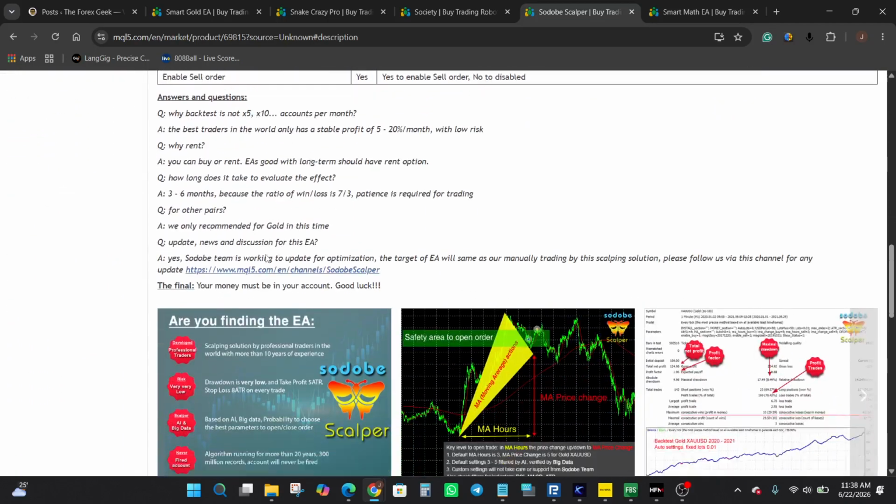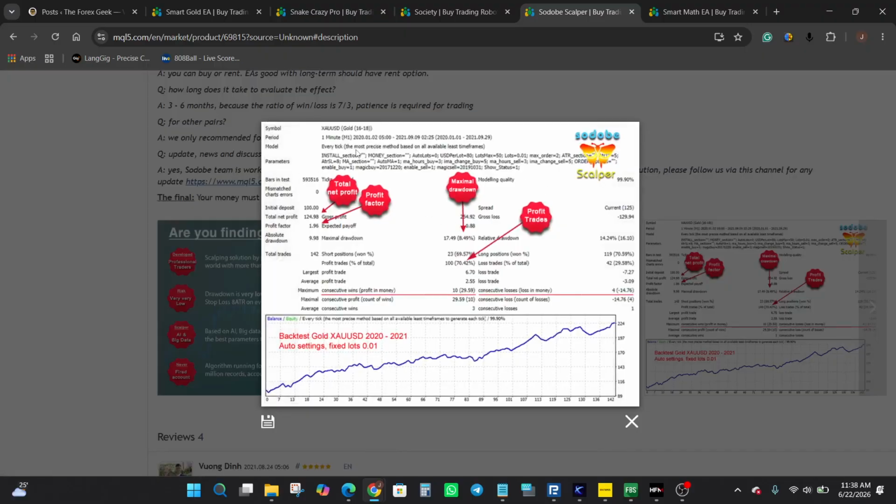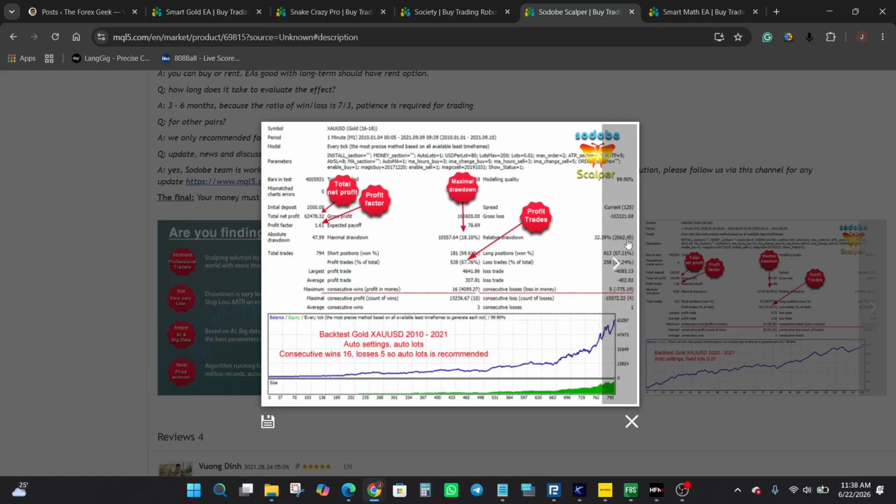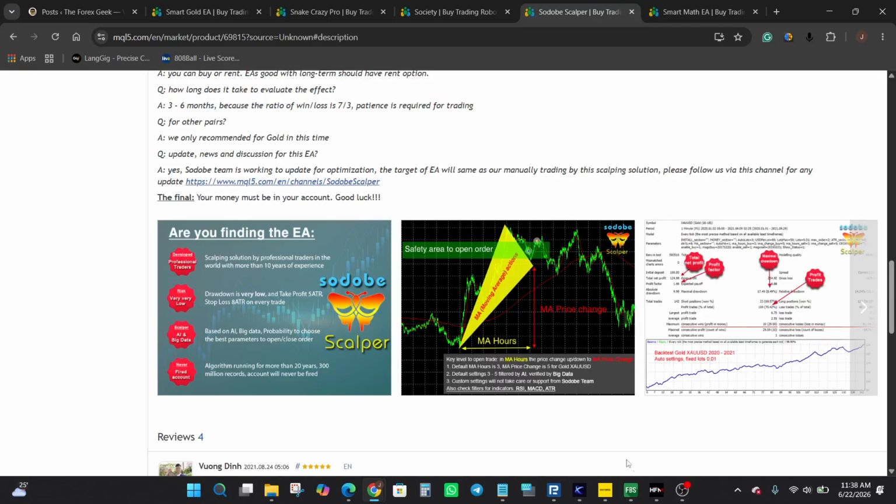Okay, but then as I also look at this image provided, what I can see here is testing gold on 1 minute time frame. This is between 2nd January 2020 to 9th September 2021. That's what I have here. Auto settings, fixed lot 0.01, $100 deposits, net profit $124.98, 70.42% win rate. And here we have about 67.88% win rate, 369.43 total net profit, and so on. Let's head over to our strategy tester.